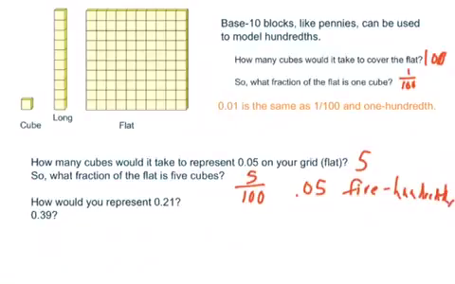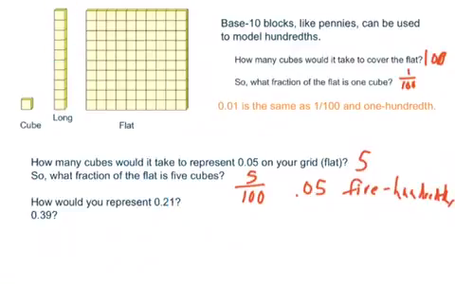Hundredths, right? Okay, so then how would you represent, it's a little bit tougher, 21/100ths? You're going to be using some longs and some cubes, right? How many longs and how many cubes is it going to take you to represent 21/100ths? I hope you would figure out that the 2 is dimes. I can think about it like that, or I can think about it as longs.